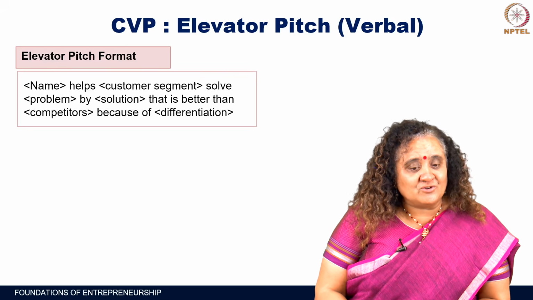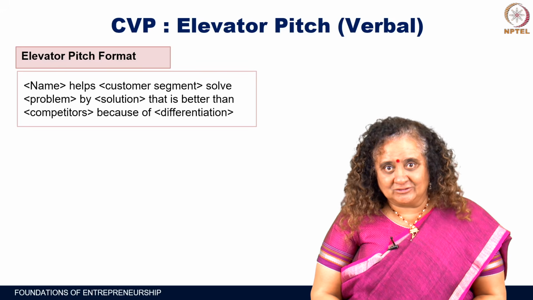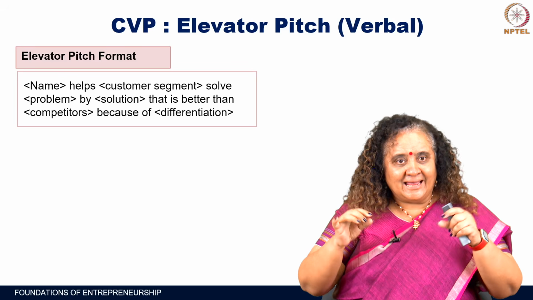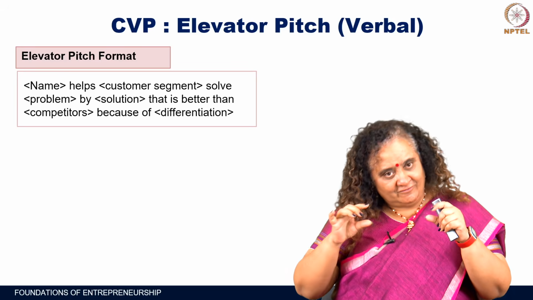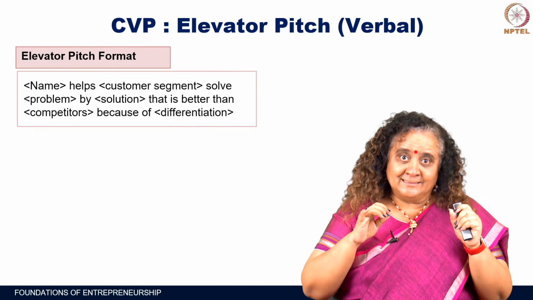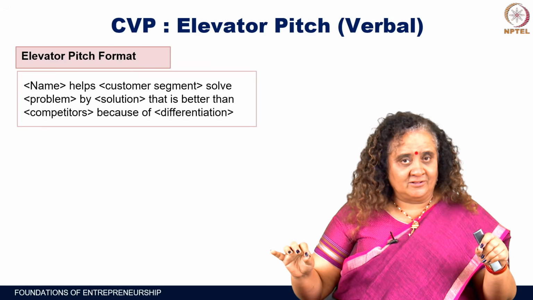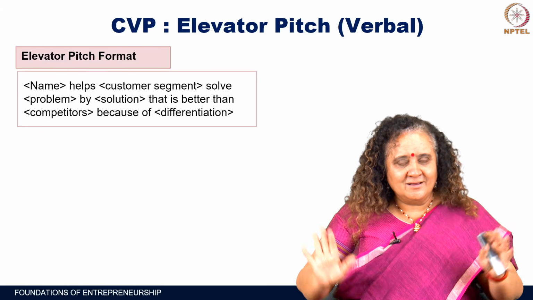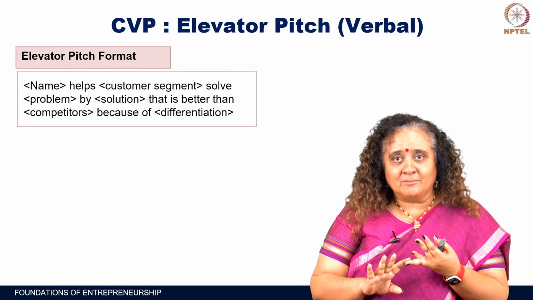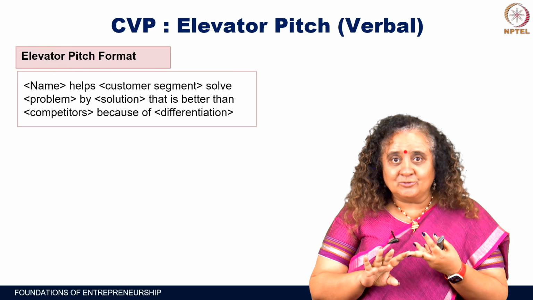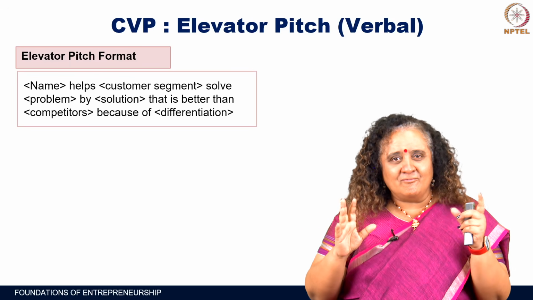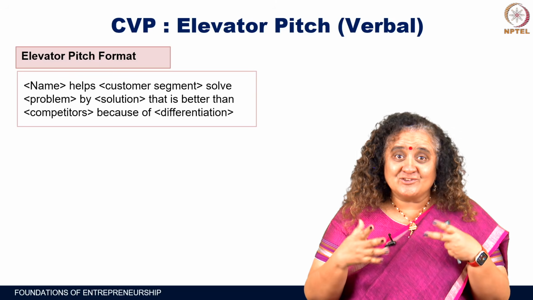So, here is an elevator pitch format for a customer value proposition, and I will read it. It says that some brand helps some customer segment solve some problem by offering some solution that is better than its competitors because of differentiation. So, same, we are just going around in circles, we have been saying the same things. Who is the target segment, what is the problem we are solving, what is different or superior about our solution vis-a-vis competitors. Okay?